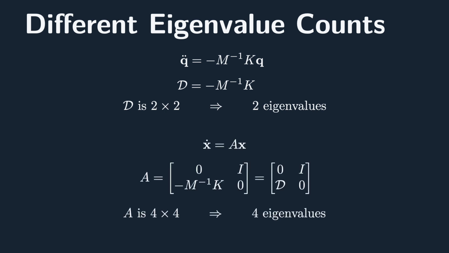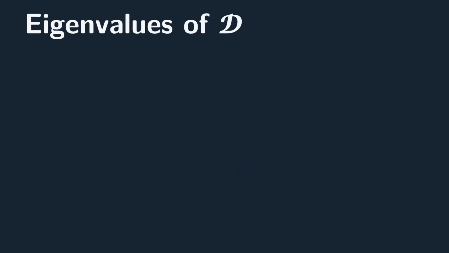When we write the same system in state space form, the A matrix is 4 by 4, so A has 4 eigenvalues. The question is, how are the two eigenvalues of D related to the 4 eigenvalues of A? First, let's look at the eigenvalues of D.